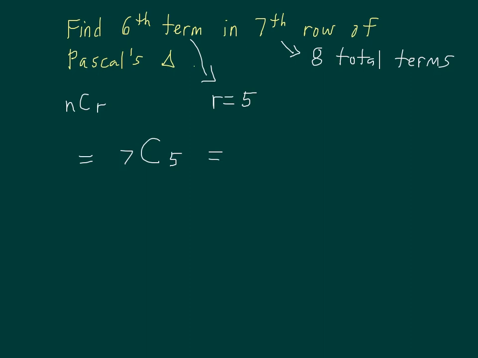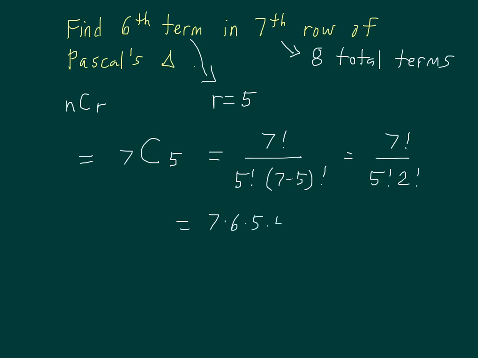If you are able to use a calculator, of course, just throw it into your calculator. If not, then using our formula, it would be 7 factorial all over 5 factorial times 7 minus 5, that quantity factorial. So we're looking at 7 factorial over 5 factorial times 2 factorial. When we expand this out, a lot of this is going to end up canceling out.